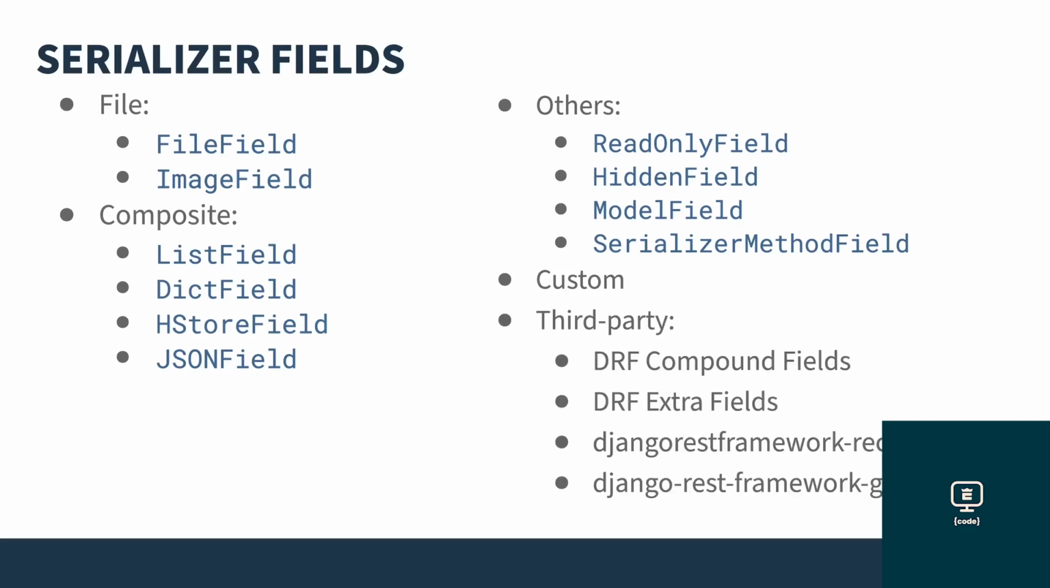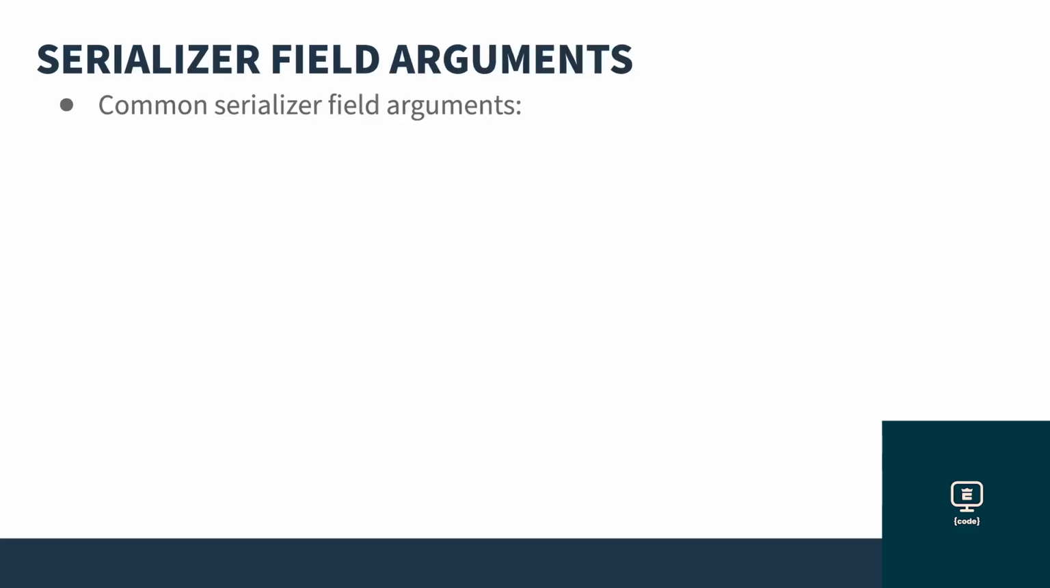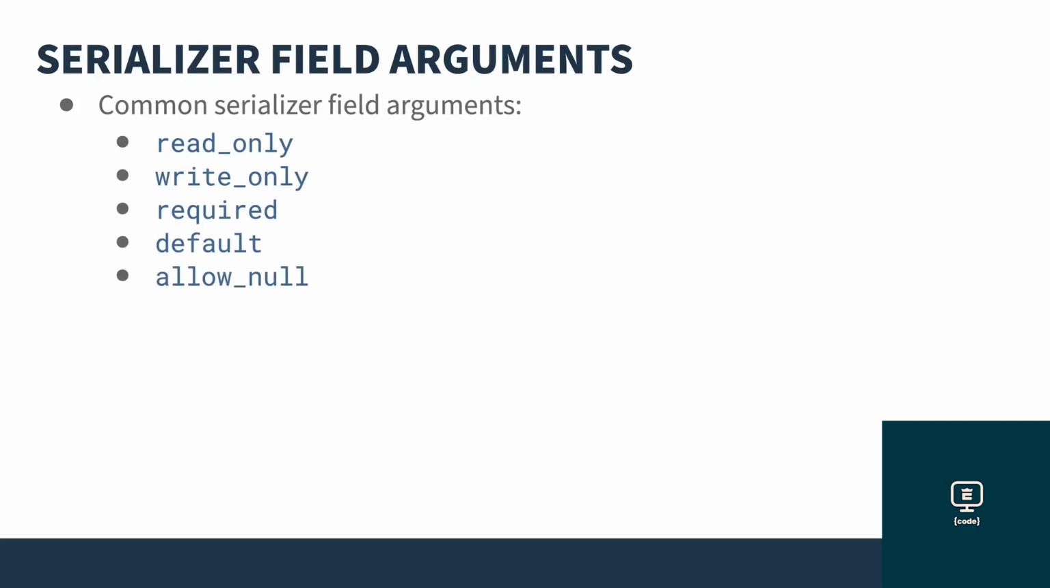But before you do, you should check out whether or not what you are trying to dream up has already been done for you by someone else. There are plenty of third-party libraries out there that contain other kinds of fields that you might find useful. When you instantiate a field, you can pass it arguments to control how it behaves. Some of the arguments are whether or not the field is read-only, write-only, required, what its default value is, whether it allows null, what the source attribute of the field is.